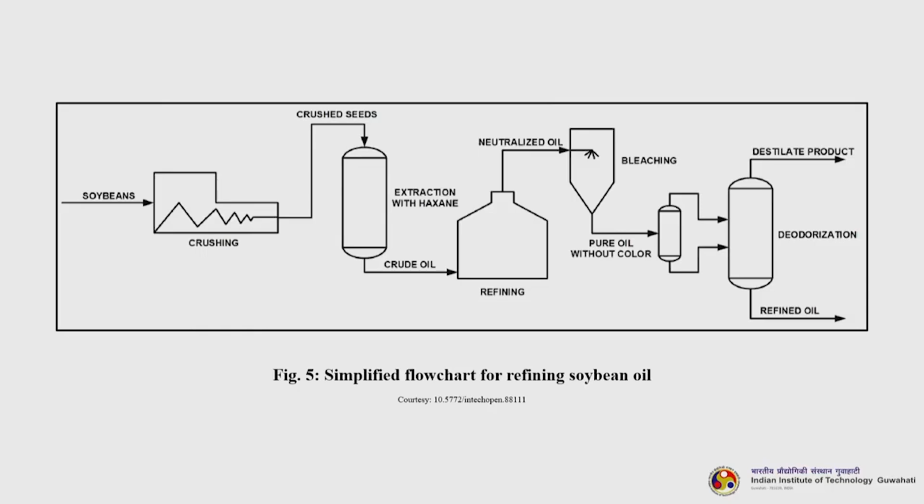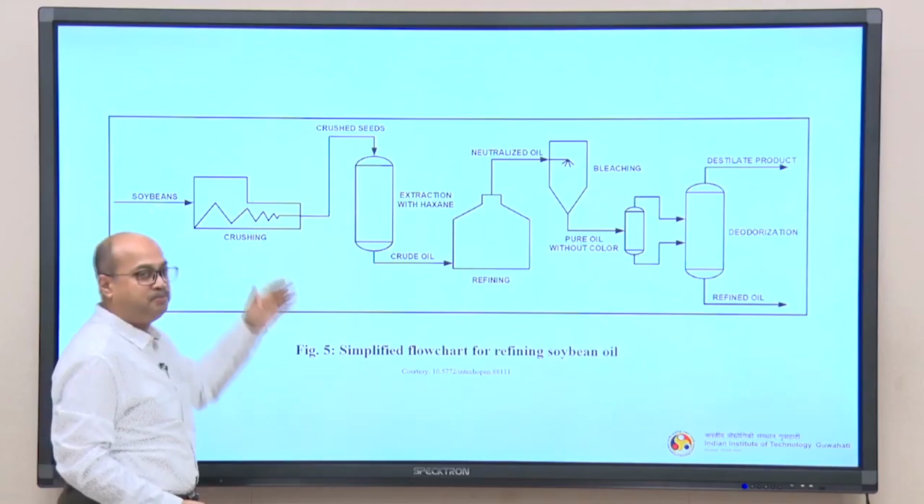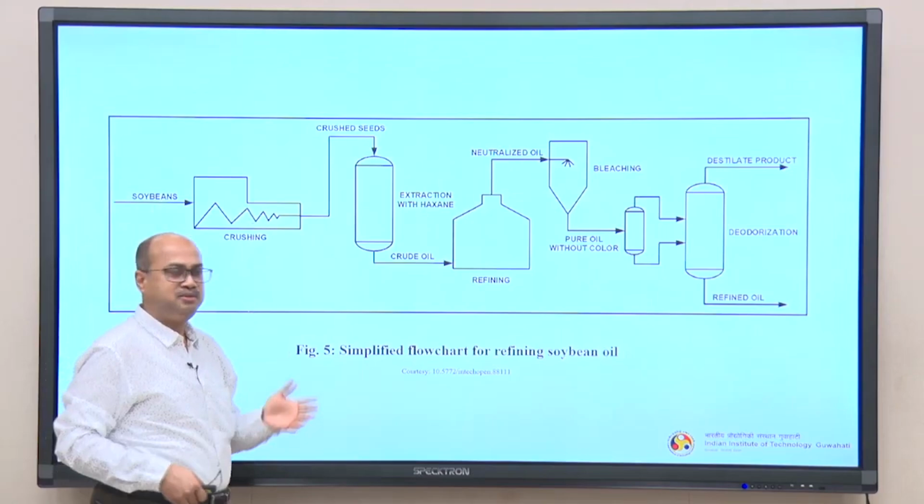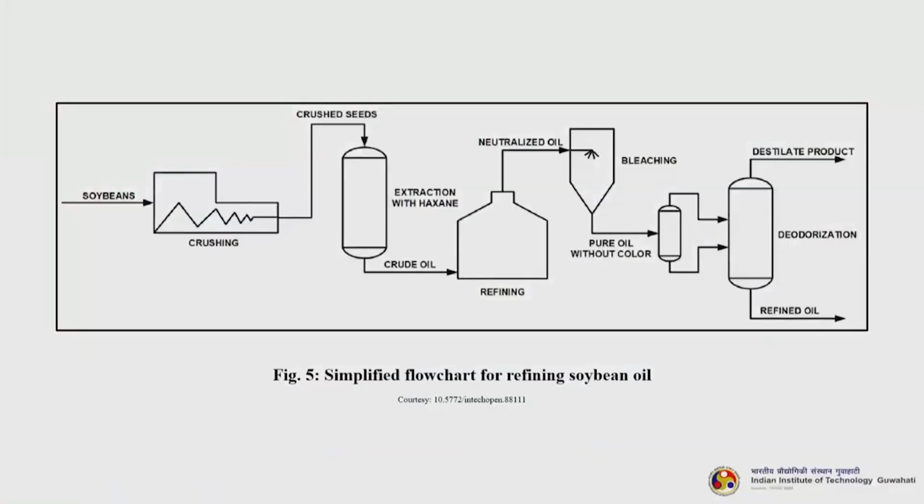So, this is a simplified flow chart for the refining of soybean oil. You can see that this is the pre-processing step. Soybeans go through mechanical pre-processing steps like crushing, milling, whatever it is. Then the crushed seeds go to the extraction unit, usually with hexane used as the extracting solvent. So, you get the crude oil. Now, that crude oil goes to refining, right. Various steps are there; this is only a schematic showing the main steps. Under that refining there are various steps. Extraction also is not a single extractor; there may be many series of extractors.